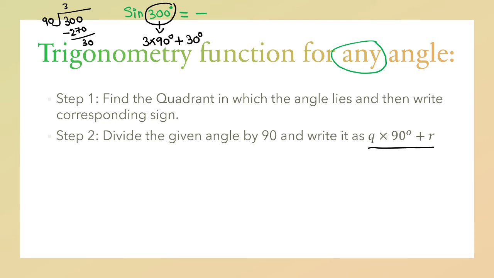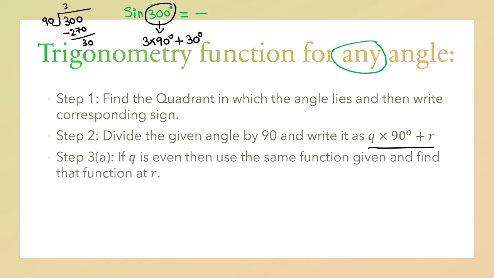Right? So what I did, I divided the angle by 90 and wrote it in the form of q times 90 degree plus r. My r is nothing but 30 degree where the quotient is 3. The next is the most important thing, which is based on the value of q. If your q is an even number, then use the same function given. That means over here I am getting the odd number, so I am going to think about something else. But suppose if it is an even number in some case, then you are supposed to use the same trigonometric function given, right? But over here, I have an odd number.